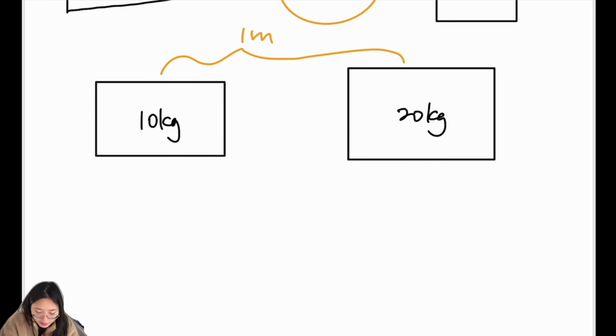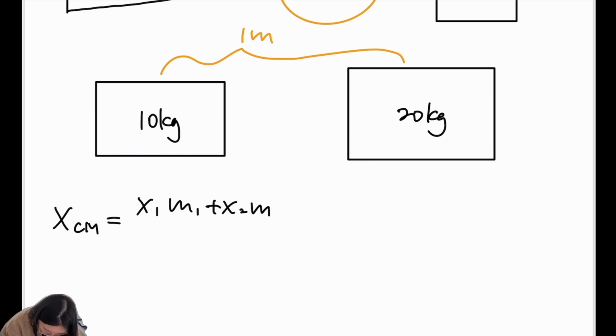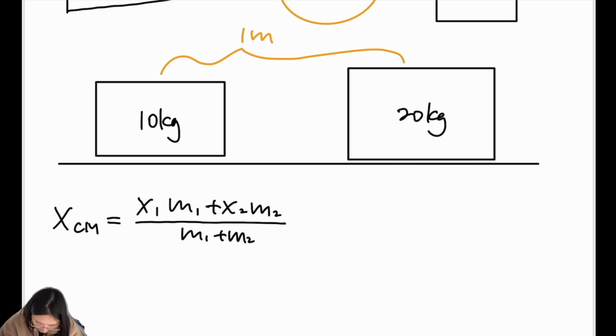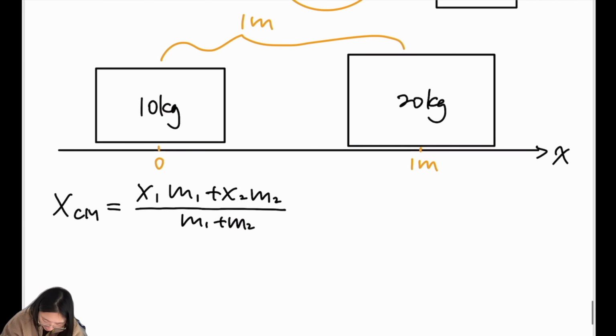Then how I calculate their center of mass is I'm going to use this formula: x center of mass is equal to x1 times mass 1 plus x2 times mass 2, divided by the total mass. So x1 and x2 represent the position of the center of mass for each of the objects. I'm going to draw this reference frame, and let's say this represents 0, and this represents 1 meter. Then the position of the 10 kilogram object is 0, the position of the 20 kilogram object is 1 meter. And now I just plug these numbers into the formula.